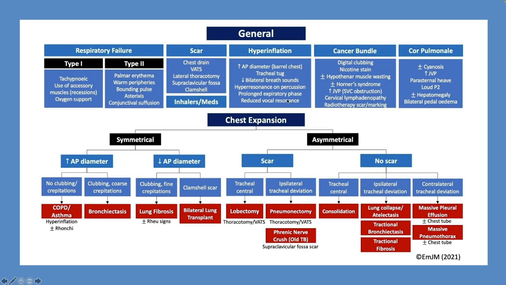And then let's say you are dealing with a prolonged expiratory phase. That will make you think whether this can be some form of COPD or even asthma. You may also want to look hard for signs of hyperinflation: increased AP diameter, tracheal tug, reduced breath sound, hyperresonance, prolonged expiratory phase, and reduced vocal resonance.